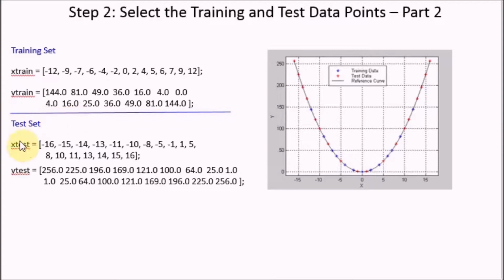And then the test set goes out to -16, which is right here, and its output, or the Y value, is 256. And you go to -15, the value would be 225, and here you can see that, and so on. So this just gives you an idea of what the data sets would actually look like. This is what we're going to work with: your training input set, training output set, your test input set, and your test output set. Of course, this data will all be scaled, but this is the foundation of what you're going to be training the neural network on.